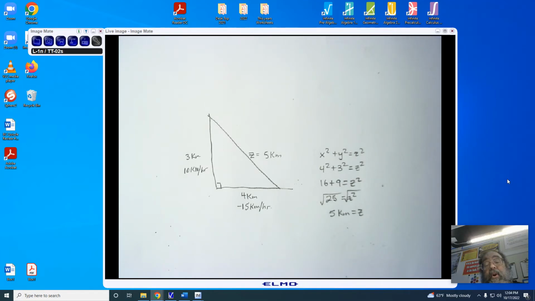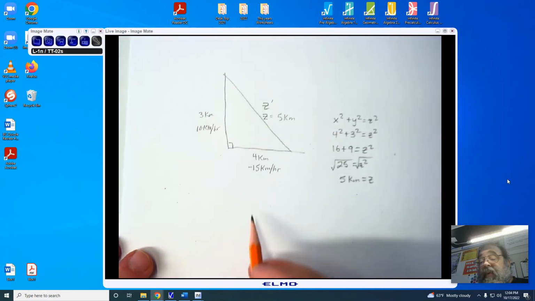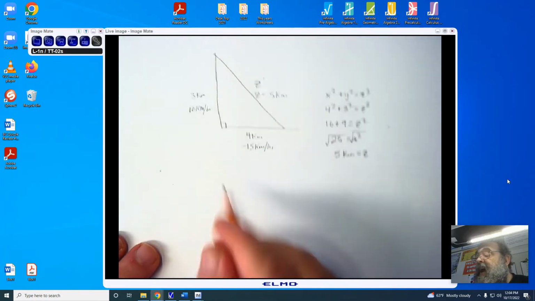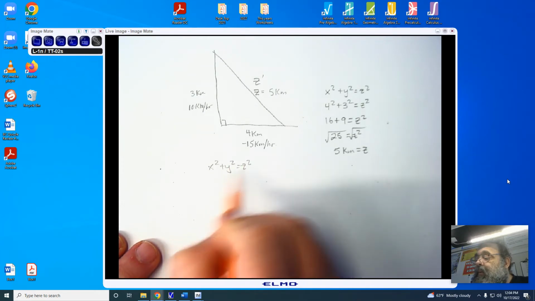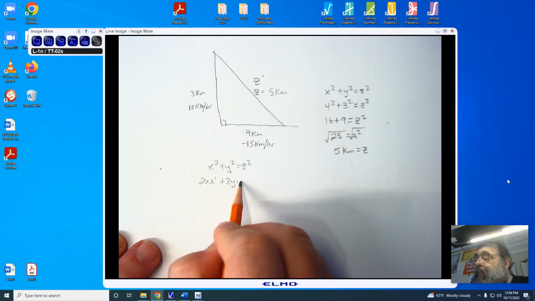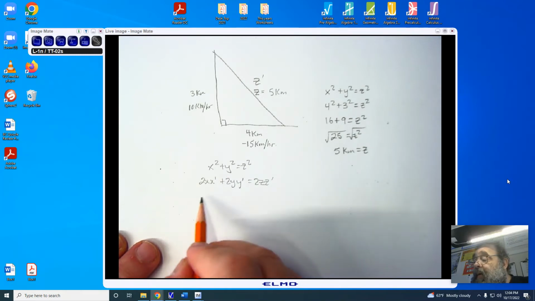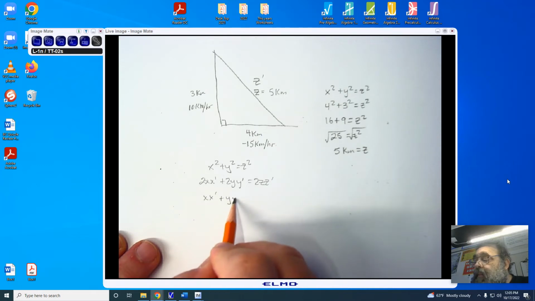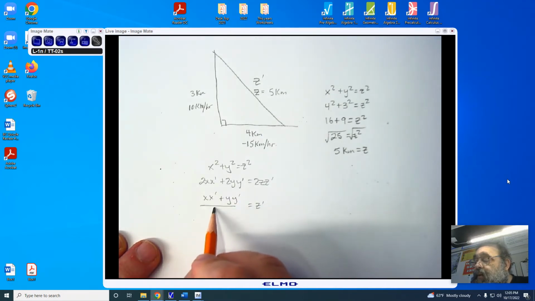Find the rate of change in kilometers per hour of the distance between the two ships. Well, that's z prime, and it forces me to use the Pythagorean theorem again. x squared plus y squared equals z squared, which means that I have 2x x prime plus 2y y prime equals 2z z prime. I can get rid of all of the 2's. Since everything has a 2, I can divide by 2.